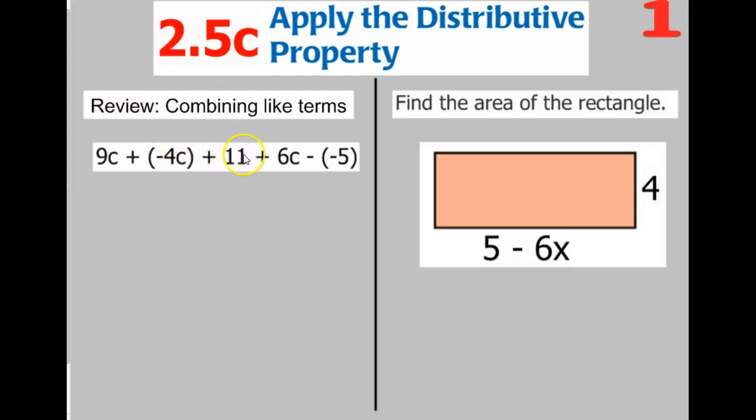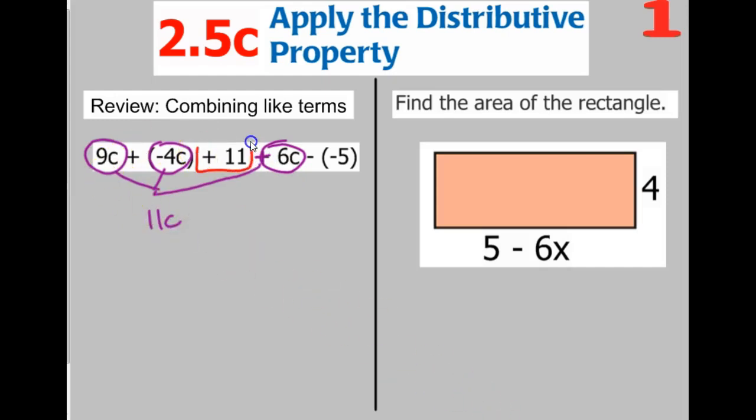So first, combining our like terms, these are the terms that have the same letters. So like 9C, like 9 carrots, and -4 carrots, +6C or 6 carrots. We're going to combine all of those like terms together. So 9 minus 4 would give us 5C, and 5 plus 6 more is going to give us 11C.